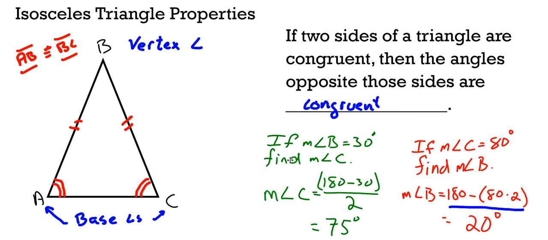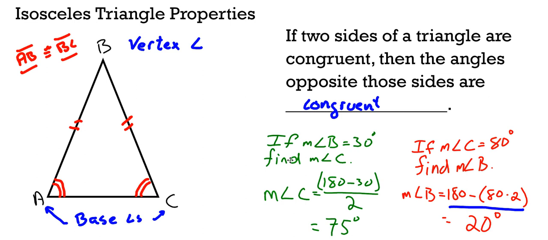All right. So that's pretty much it. That's the one thing that's pretty specific to isosceles triangles, that when you have two congruent sides, you do have congruent angles as well, and as such, you can use that to set up a problem and to solve.